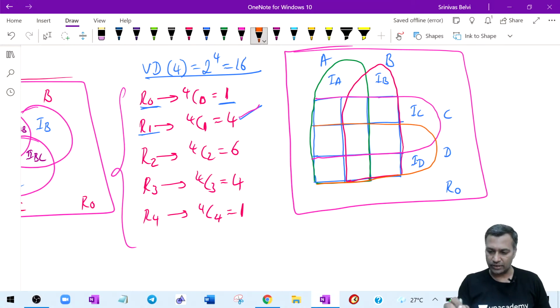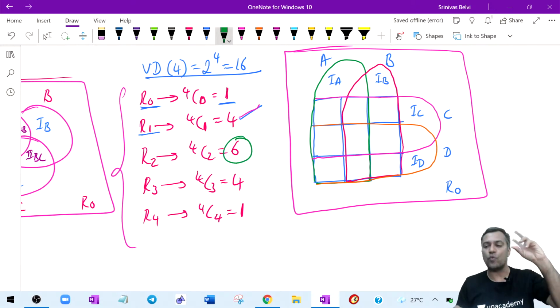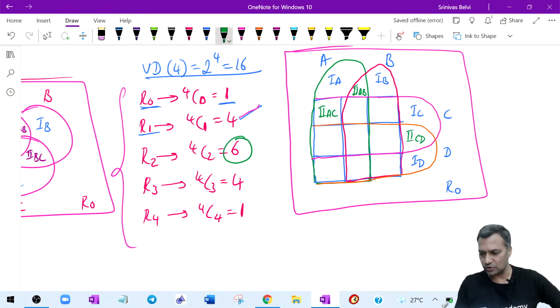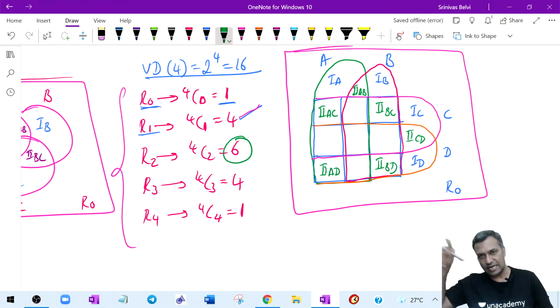Now coming to the second one, there are 6 regions of 2, and you should know where they are. This is the region of 2 which belongs to A and B. This is the region of 2 which belongs to C and D. This corner is a region of 2 which belongs to A and C. This is the region of 2 which belongs to B and C. This is the region of 2 which belongs to B and D. This is the region of 2 which belongs to A and D, which means it comes under A as well as under D.